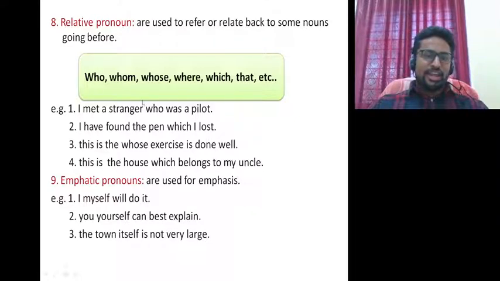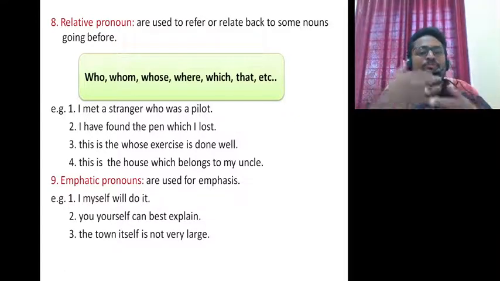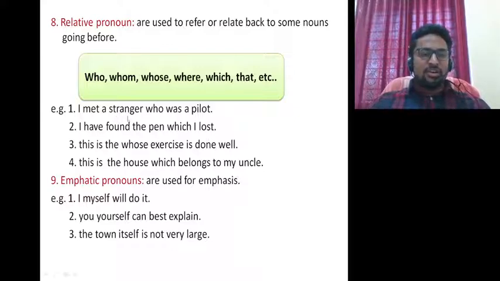It is relating back again to the noun, so we call them a relative pronoun. What are relative pronouns in English? Who, whom, whose, where, which, that. These are all called relative pronouns. A relative pronoun is referring back or relating back to some noun going before. I met a stranger. Stranger is a noun. The relative pronoun is referring back.